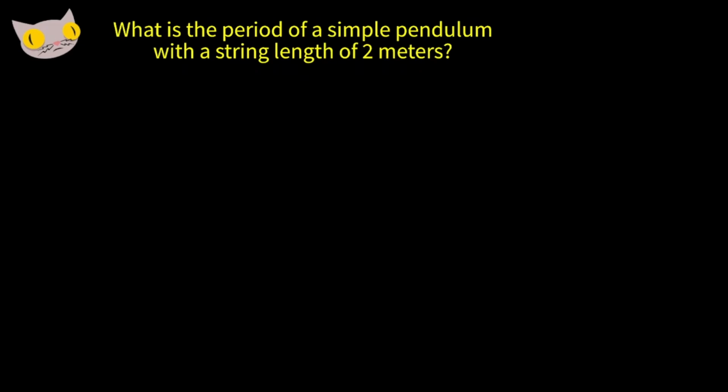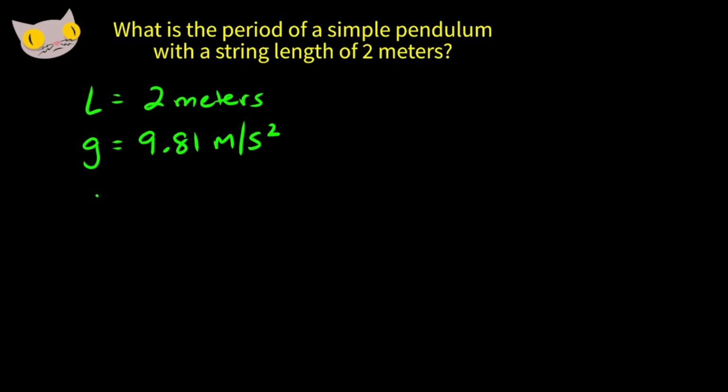Let's run through a couple of examples. What is the period of a simple pendulum with a string length of 2 meters? Well, what do we know so far? We know that the length is 2 meters. We know acceleration due to gravity is about 9.81 meters per second squared. What we don't know is the period. So let's get our formula and plug in what we know.